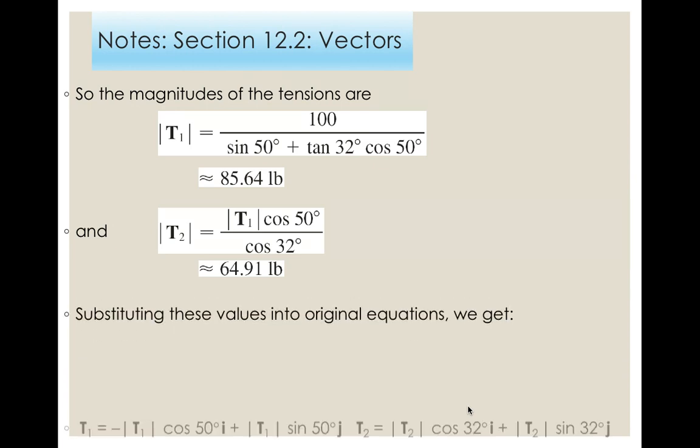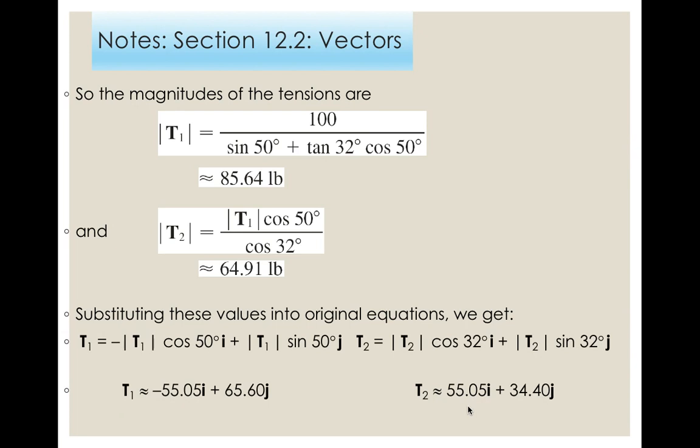Going all the way back to the original, remember, these were the original equations. I was able to get vector T1, vector T2, and I got the magnitude of each. So the magnitudes of the tensions and then what they actually are, how to represent them to counterbalance that 100-pound weight.